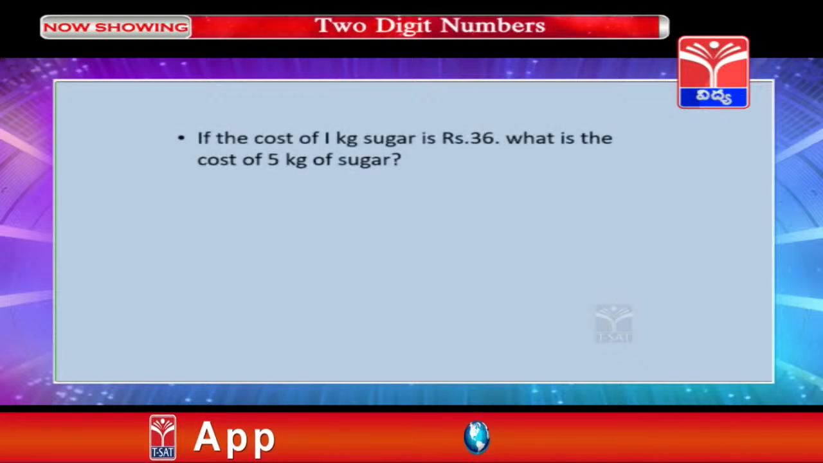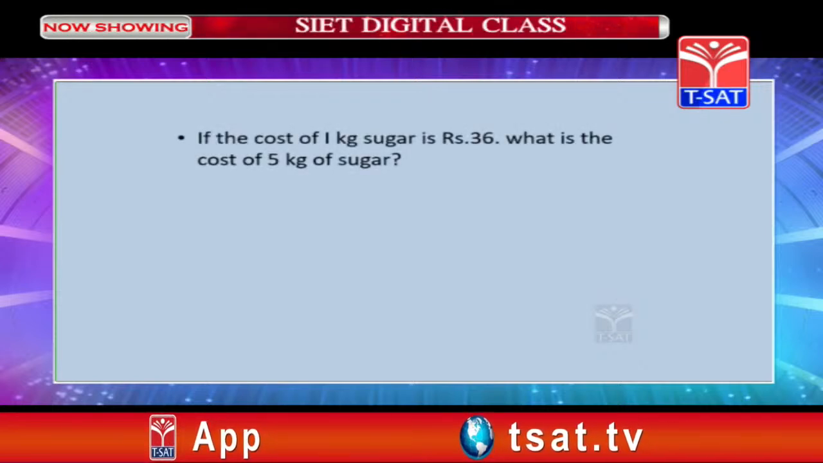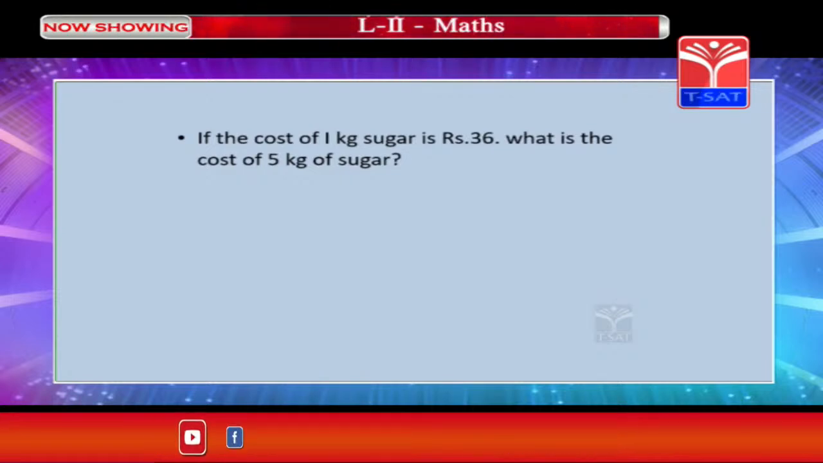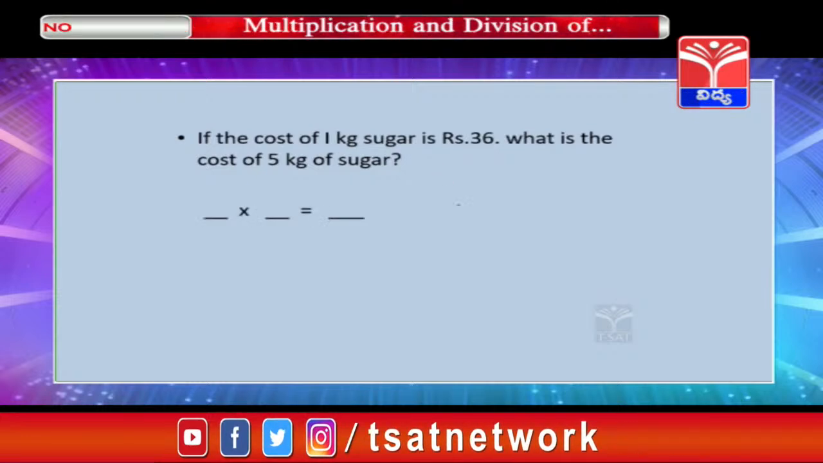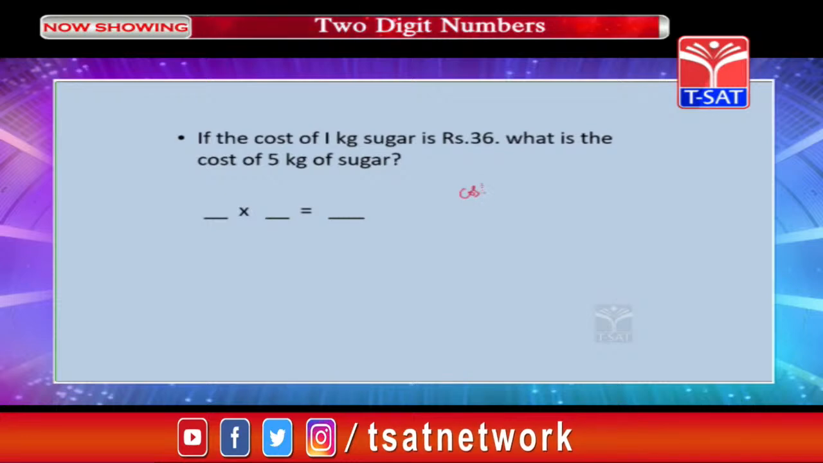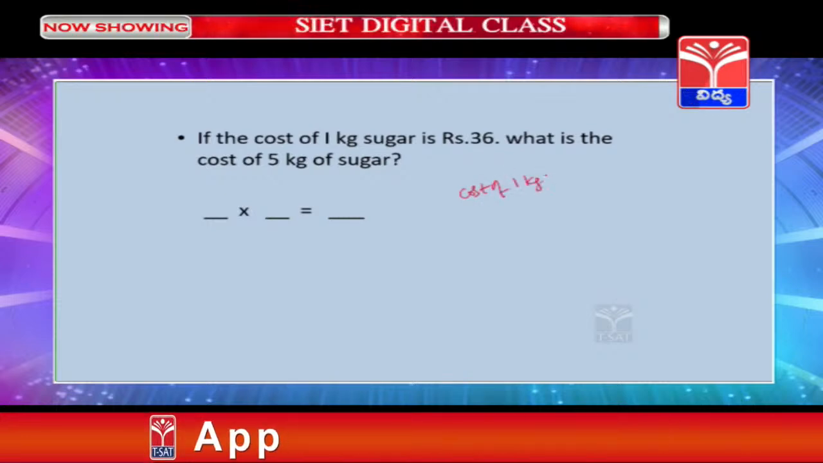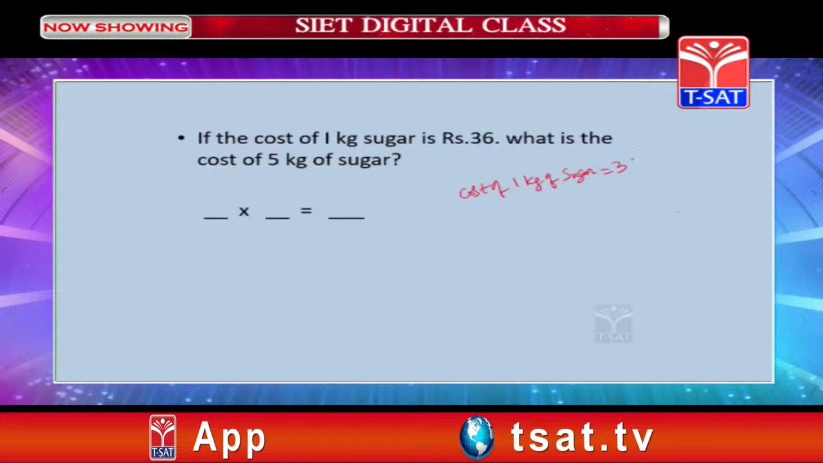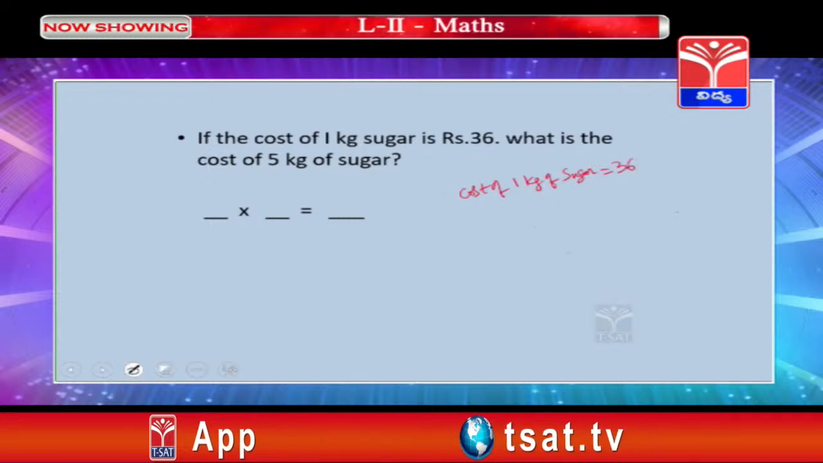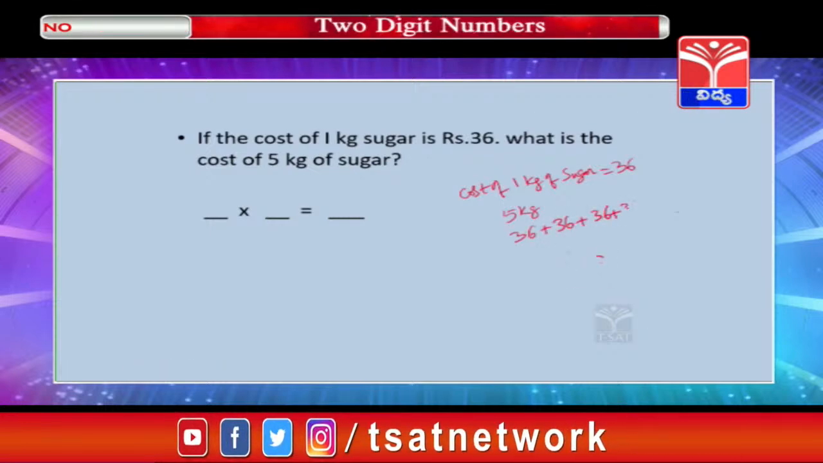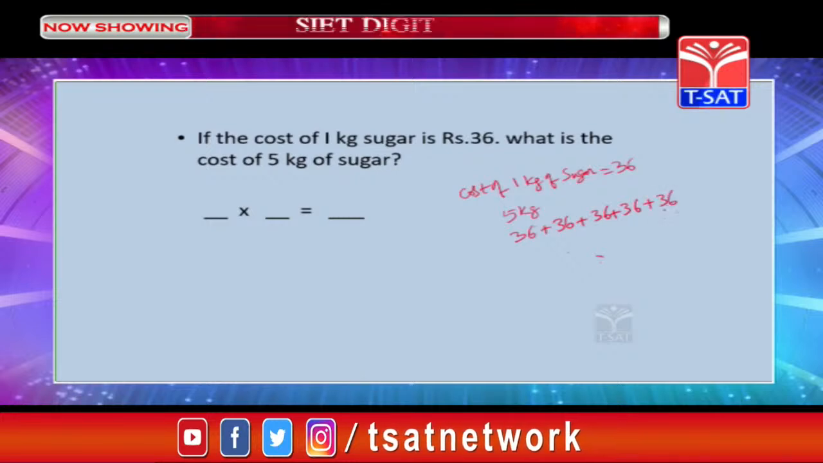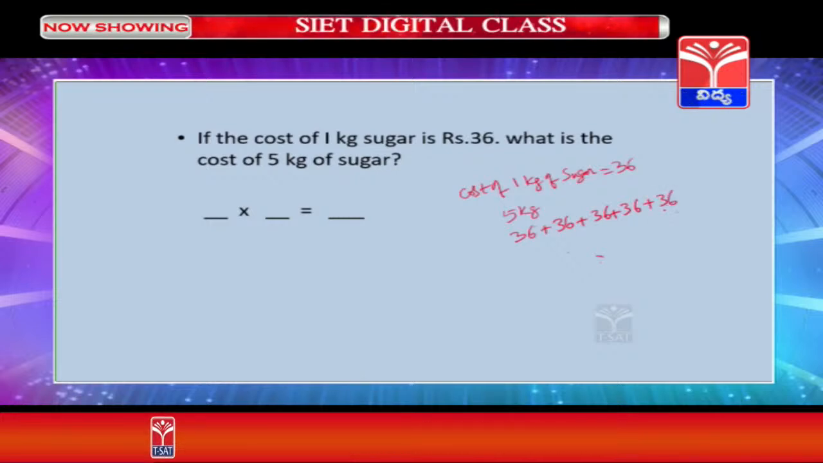And one more situation we will observe. If the cost of 1 kg of sugar is 36 rupees, what is the cost of 5 kg of sugar? See, we have the price of 1 kg of sugar. So the cost of 1 kg of sugar is 36 rupees, right? So what about 5 kgs? That means 36 plus 36 plus 36 plus 36 plus 36. So we have to add 36 five times.